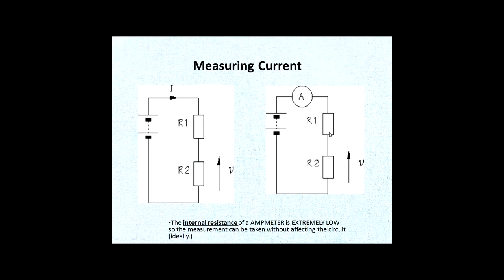the circuit. Okay? So the internal resistance of an ammeter is extremely low, so the measurement can be taken without affecting the circuit. That's ideally. Ideally, it should be 0. In reality, it has a little bit of resistance, but it's insignificant.